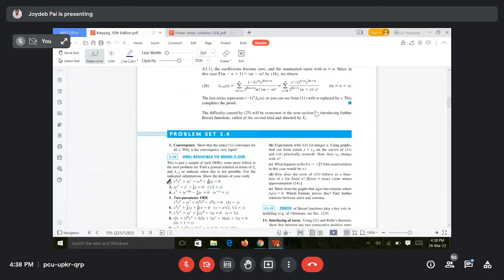See, you just compare this problem number 2 with the Bessel's form. What is nu? Nu square is 4 by 49. Do you remember the form of Bessel equation? x square y double dash plus x y dash plus (x square minus nu square) y is equal to 0. So what is nu square? 4 by 49. Nu will be 2 by 7.